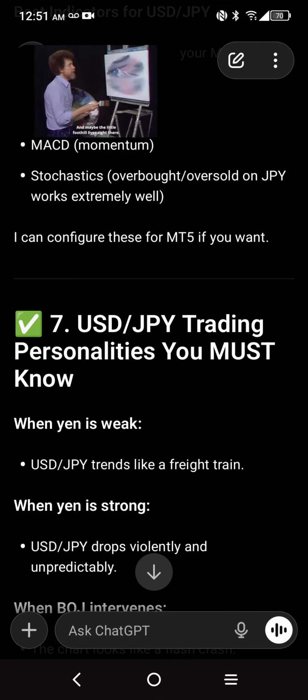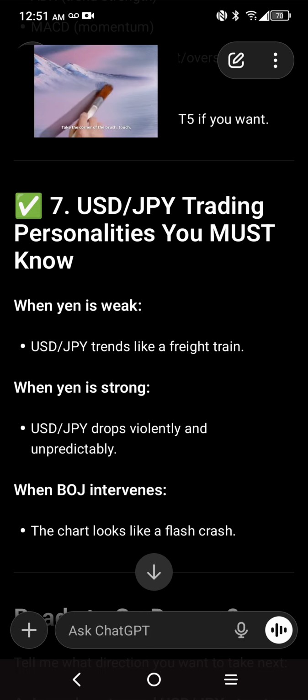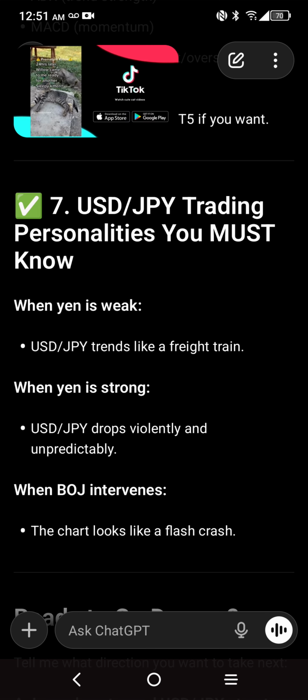The USD/JPY trading personalities you must know. When yen is weak, USD/JPY trends like a freight train. When yen is weak, meaning if the chart that you're watching is going up, USD/JPY trends like a freight train. And I'm going to show you guys so much of that. We're going to be doing this thing live every day, and we're going to be going over this stuff.